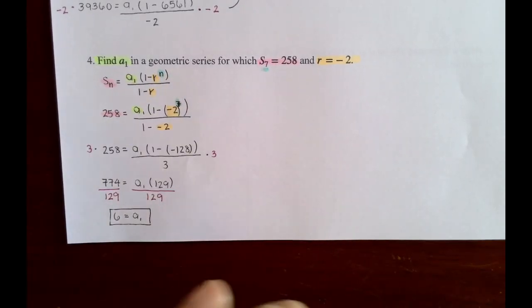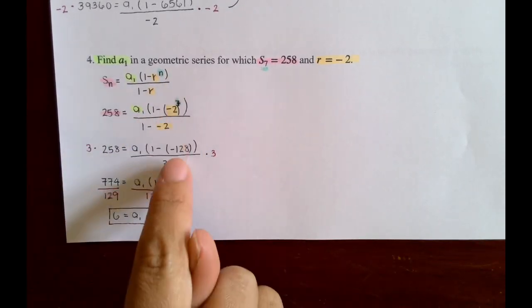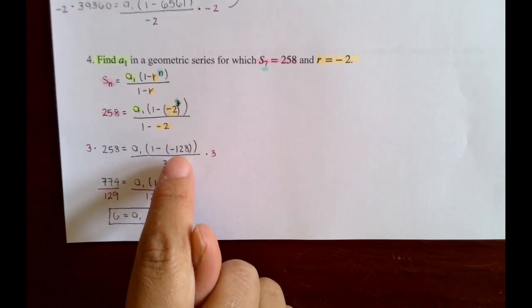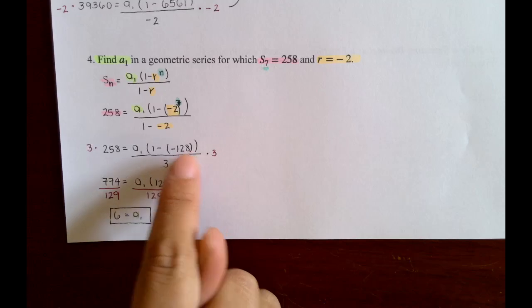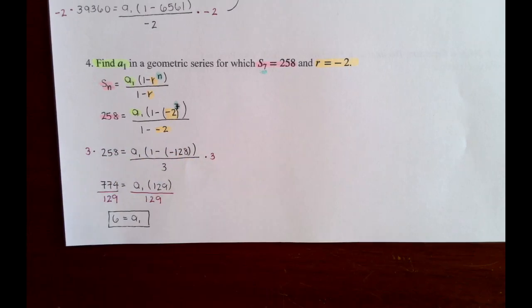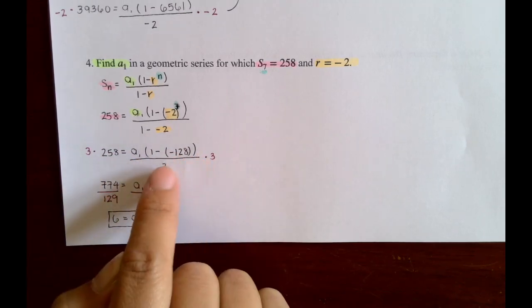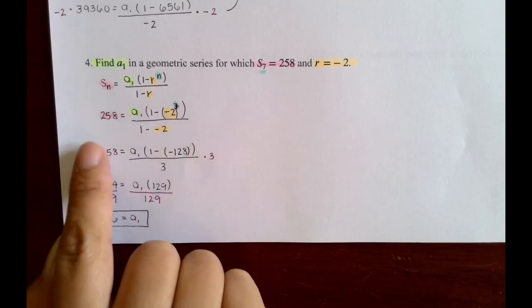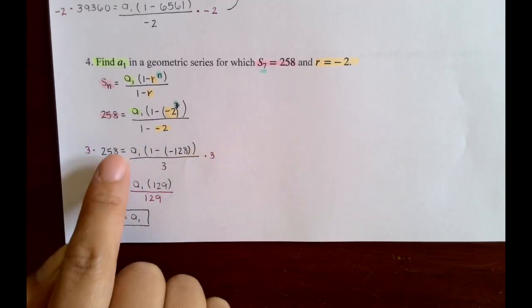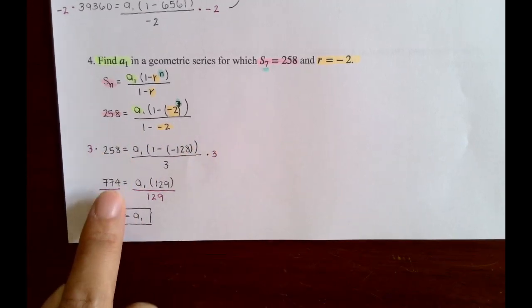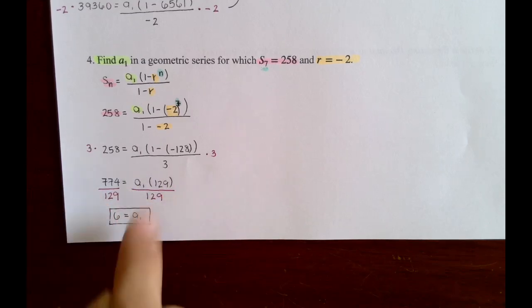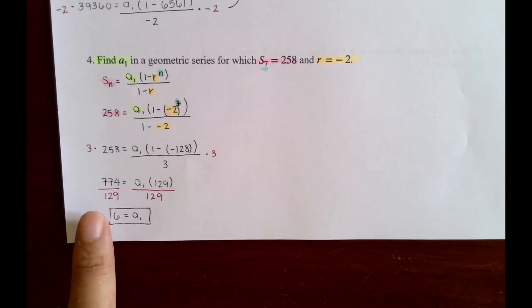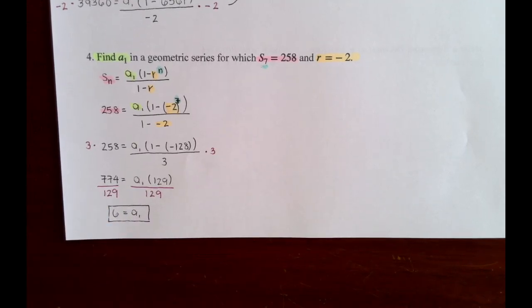Then I did negative 2 to the 7th, which gives me negative 128. 1 minus negative 128 becomes plus, so that's 129. I got rid of the divide by 3 by multiplying by 3 on both sides, and 3 times 258 is 774. Since this is a sub 1 times 129, divide by 129 on both sides to get a sub 1 by itself. 774 divided by 129 is 6. So a sub 1 is 6.